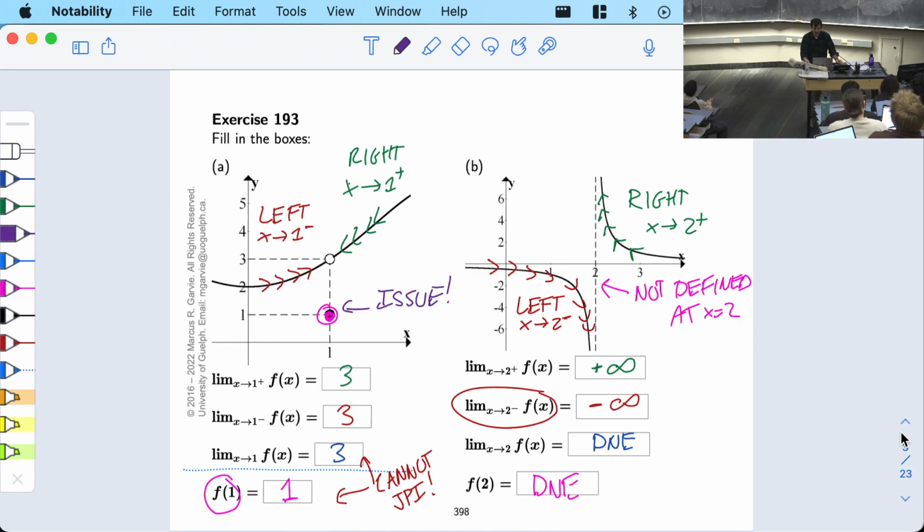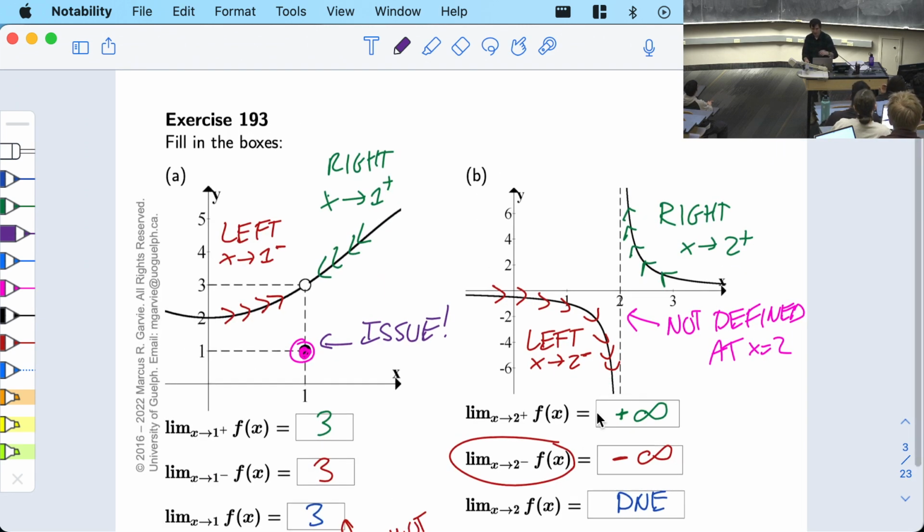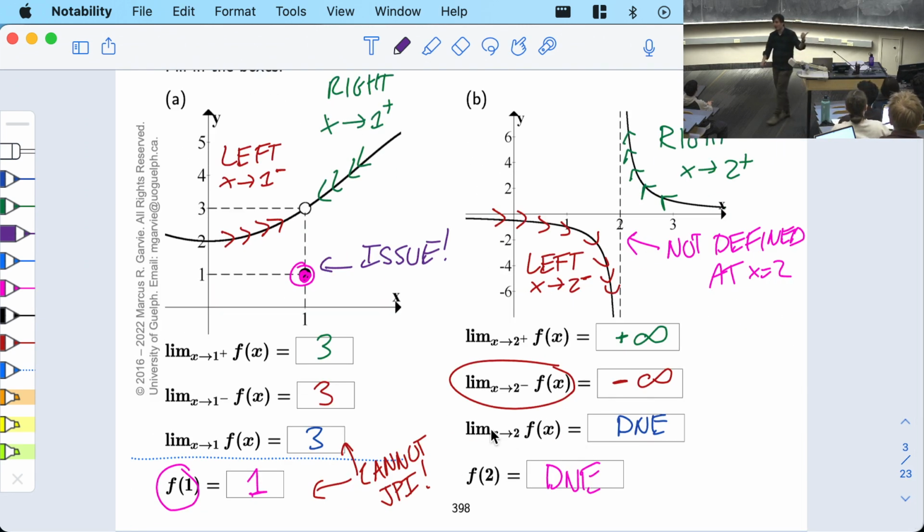So we already saw in these 2 examples 2 different ways you can be discontinuous. The one on the left, the limit existed, the function existed, but they were not equal. And then the one on the right, part B, nothing existed. Everything was does not exist, does not exist. Okay. Questions or comments about A or B before we do C and D?